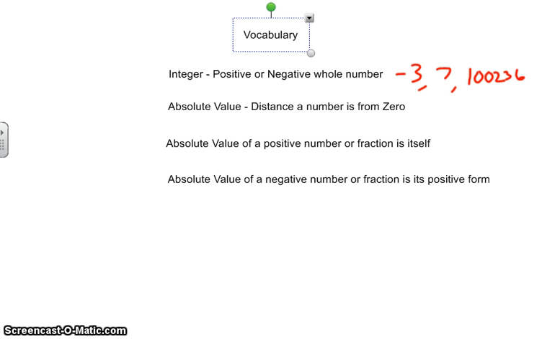It wouldn't matter. Okay, absolute value. Absolute value is our distance a number is from 0. So if I say the absolute value of 3, absolute value of -3, they're all 3 away from 0. We'll get into more on what absolute value is in just a few minutes. But we continue to say absolute value of a positive number or fraction is itself. Absolute value of a negative number or fraction is its positive form. Don't worry about that, but that's a good little thing to look at. It'll help you as we continue on.